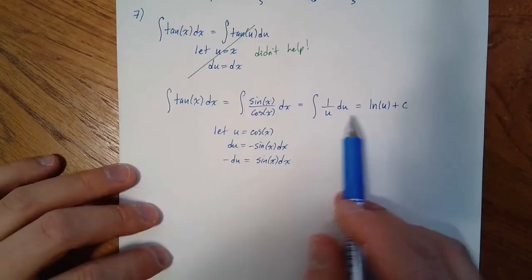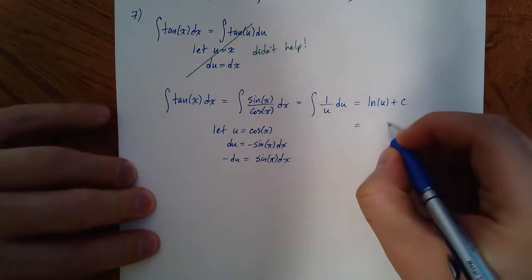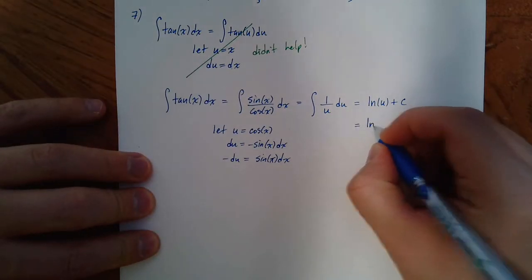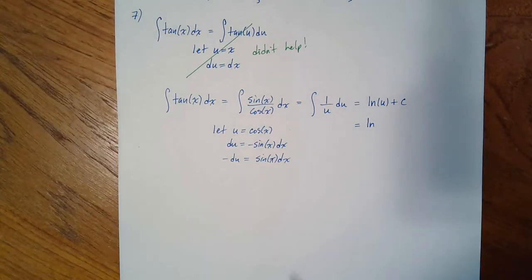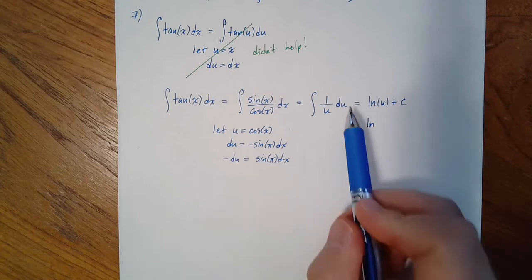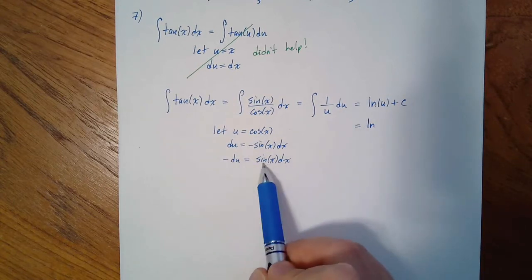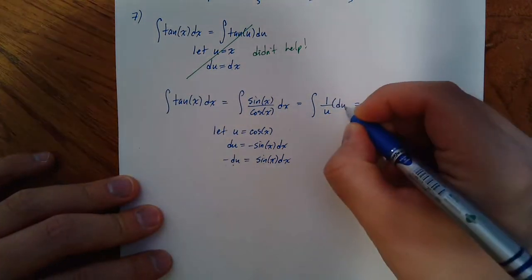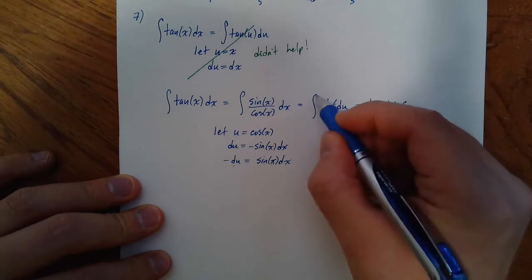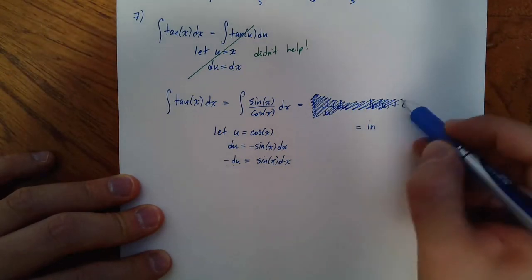pardon me, I'm getting ahead of myself. First, let me put the substitution back in. Let's put cosine of x back in, and you're going to get natural log. What's wrong here? Something went wrong. Here it is, du. This was not supposed to be here, right? Sine of x dx is negative du. So this should actually, let's just back up here. Let's go redo this step. Pardon me.